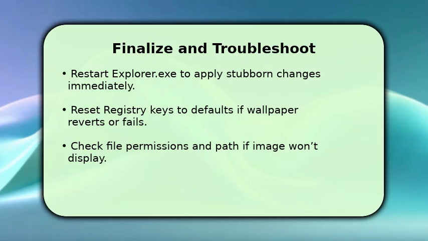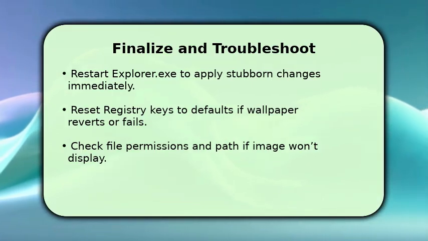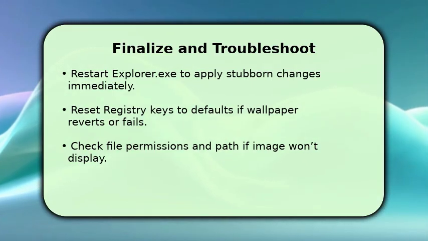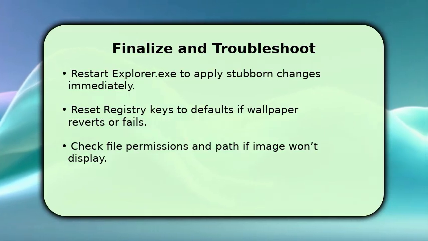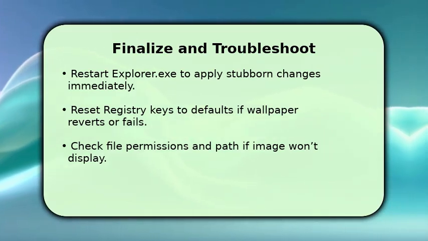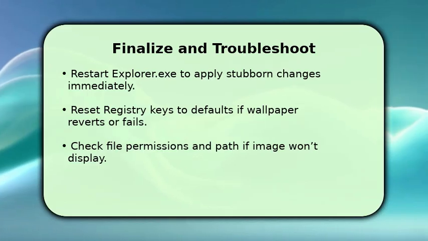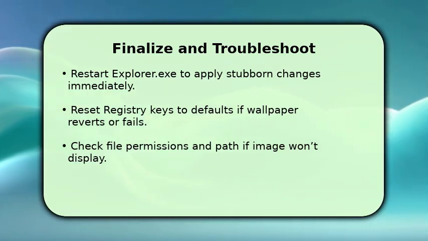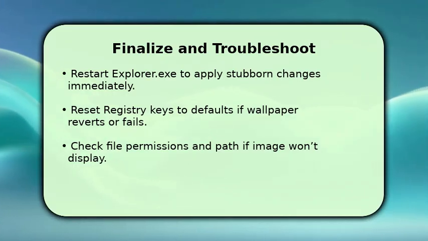To finish, restart explorer.exe from Task Manager if the new background doesn't appear. That forces a refresh. If the wallpaper reverts or fails, revert any registry changes to defaults or remove conflicting group policy entries and then reapply the image. Verify file permissions and ensure the image path is accessible; network paths or deleted files cause failure.